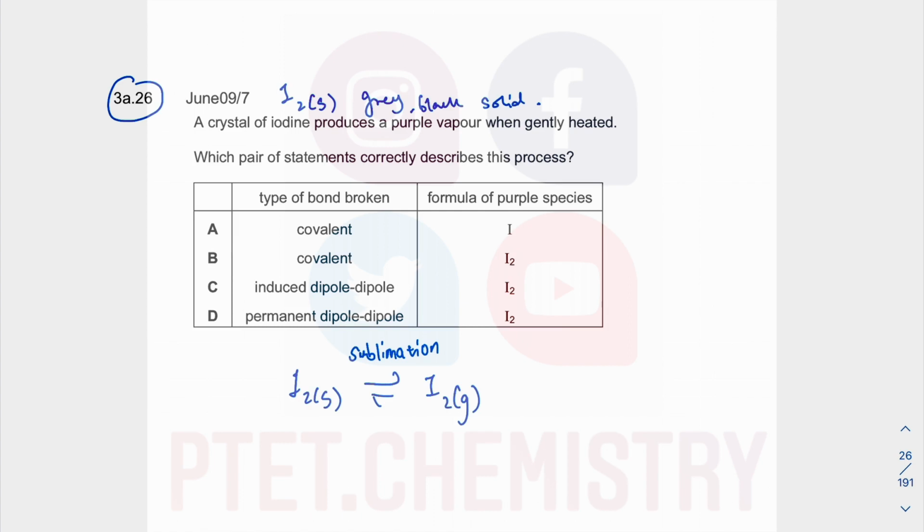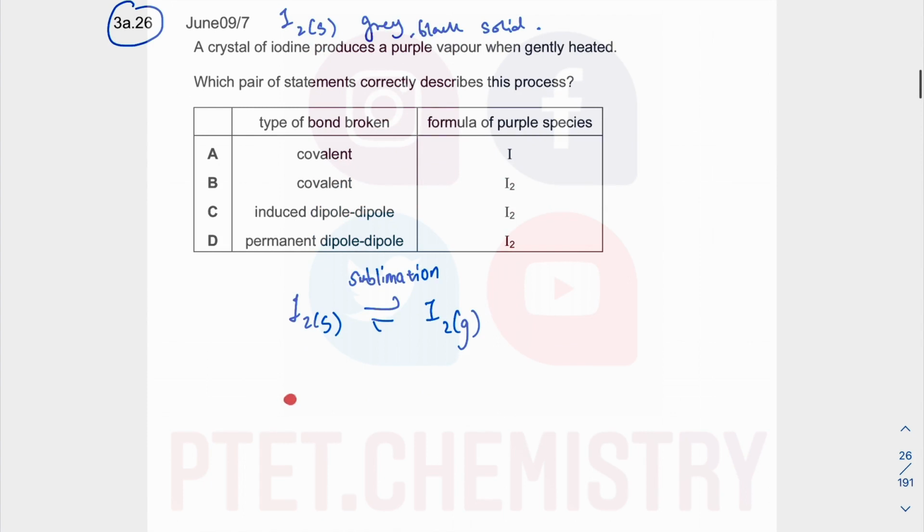But these are simple molecular structures. So as I've shown you here, I've shown both of them as I-I and I-I, because you do not break the covalent bond, because these are simple molecular structures. And when we have compounds that have simple molecular structure, or in this case elements that have simple molecular structure, we only break the weak intermolecular forces between the molecules.